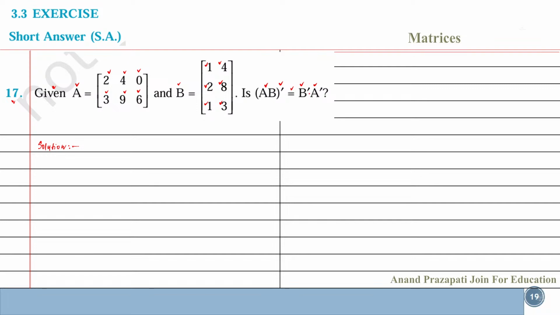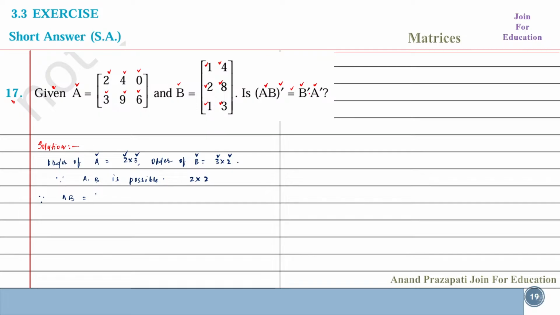So the order of A equals 2 by 3 and the order of B equals 3 by 2. After there is no problem to understand up to this step, the number of columns in A is equal to the number of rows in B. Therefore the product of A and B is possible. And let's see here the product AB: the order of AB here will be 2 by 2, this 2 and this 2.